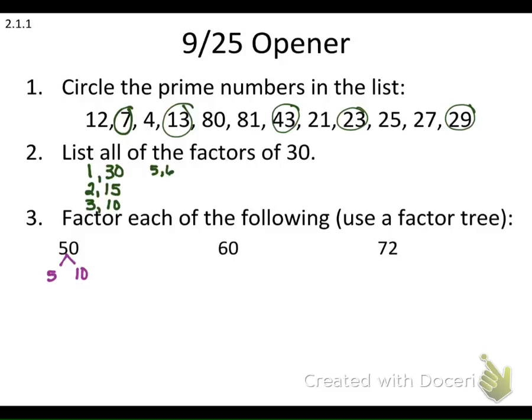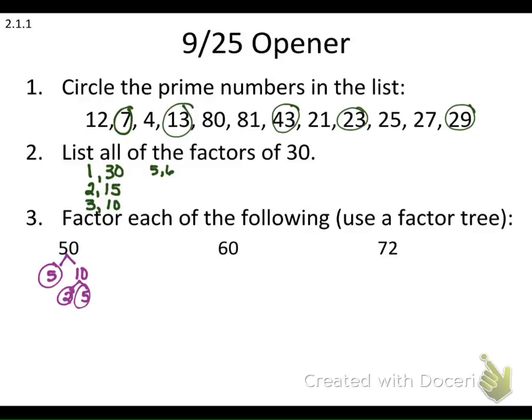So 5 and 10, do I have a prime number there? No. Okay, can I factor 5? No. So there's my prime number. So I'm going to circle 5. Can I factor 10? Yes. What two numbers can I multiply together to get 10? 5 and 2. So 5 and 2 is fine to write it that way. I always like to write my smaller number first. So 2 and 5. 2 and 5 are both going to be prime numbers, so I'm going to circle them.